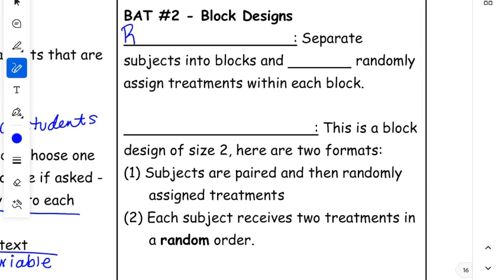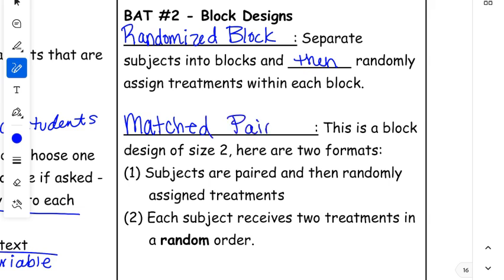Okay, separate subjects into blocks and then randomly assign treatments within each block. Randomized block. So separate subjects into blocks, then randomly assign treatments within each block. So that's what I was saying earlier. You separate first juniors, seniors, and then you do your randomizing.